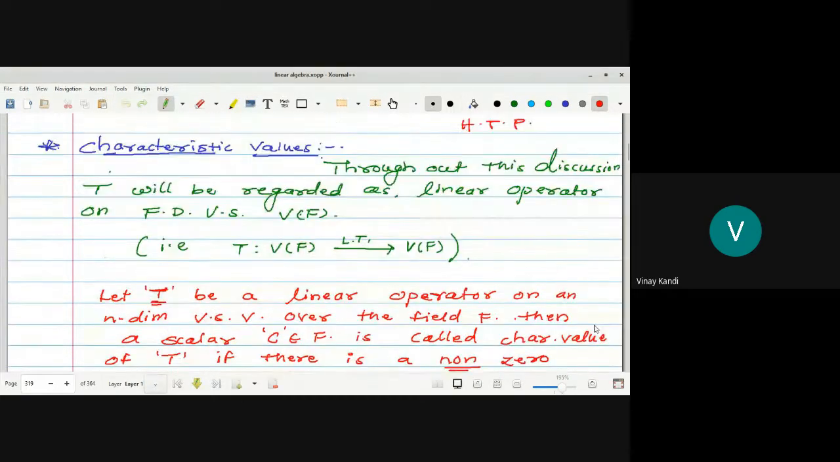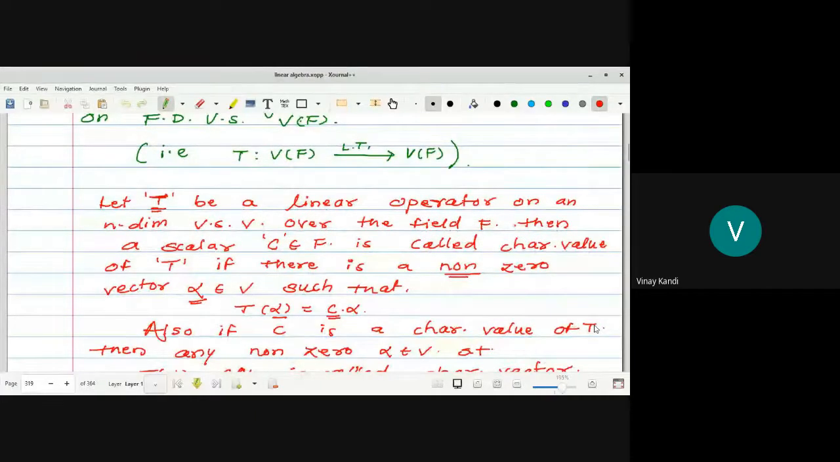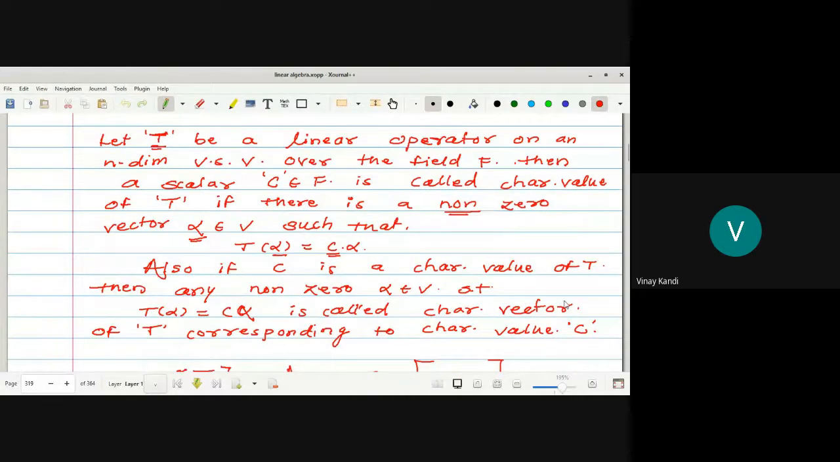Let T be a linear operator on a finite dimensional vector space. Suppose the dimension of that vector space over the field F is n. Then a scalar C belongs to F is called a characteristic value of T if there exists a non-zero vector alpha belonging to V such that T of alpha is equal to C alpha. Then this C is called a characteristic value of T, and this non-zero vector alpha we call a characteristic vector corresponding to the characteristic value C.